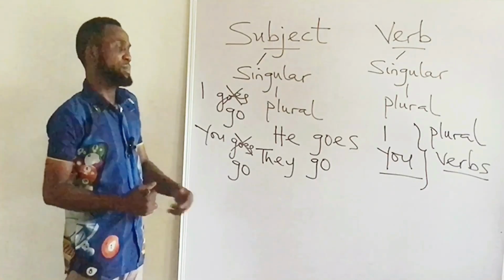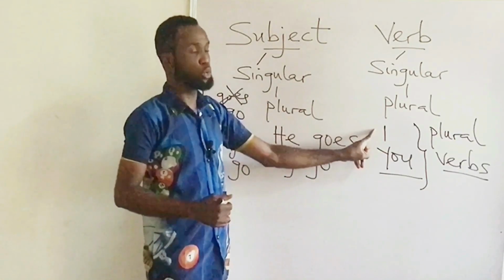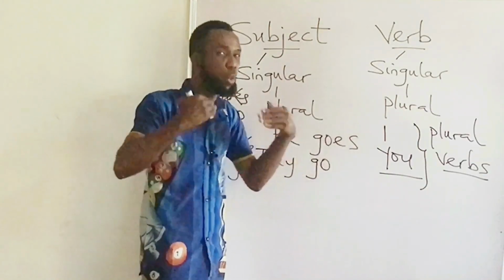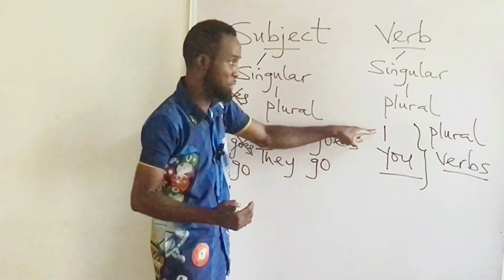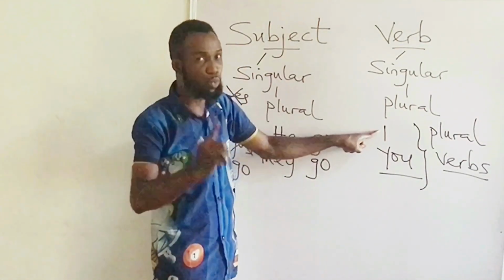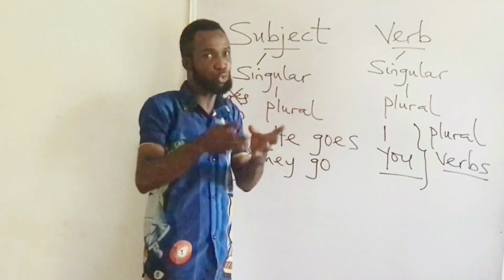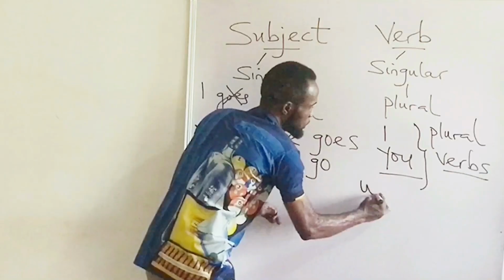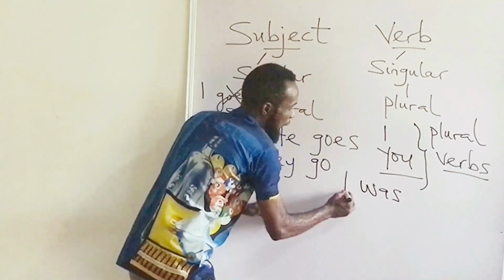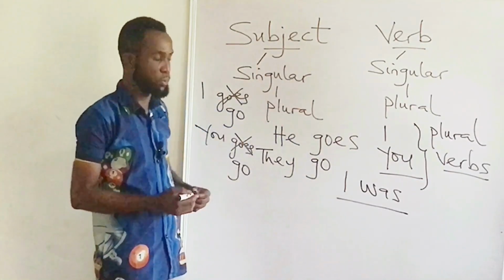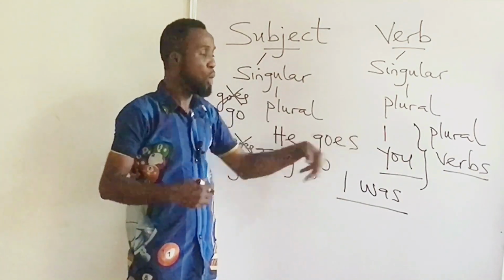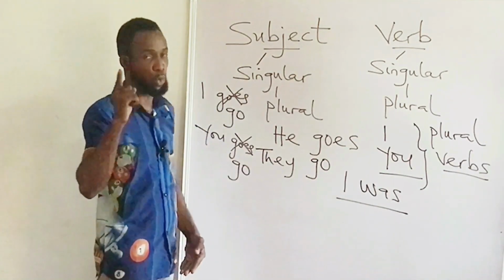The only way this personal pronoun I can take a singular verb, the only way it obeys the general rule of concord, is if you use it with was, because you can say I was. This is the only time the personal pronoun I obeys the general rule of concord.